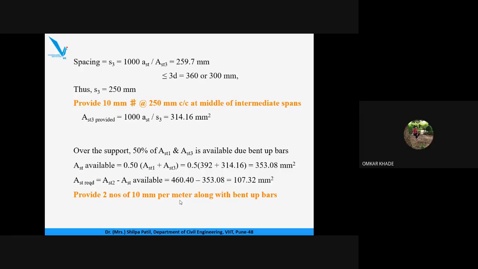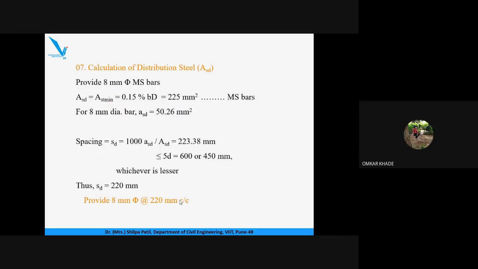Instead of that, we are providing 2 bars of 10 mm. Fine. Okay, fine. Now coming to the next step, that is calculation of distribution of steel.